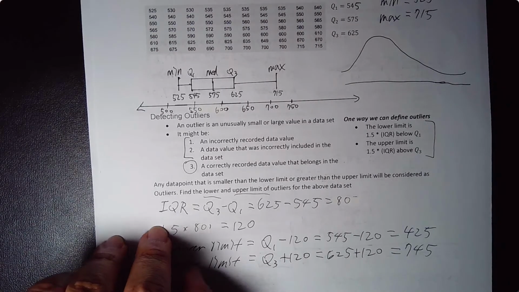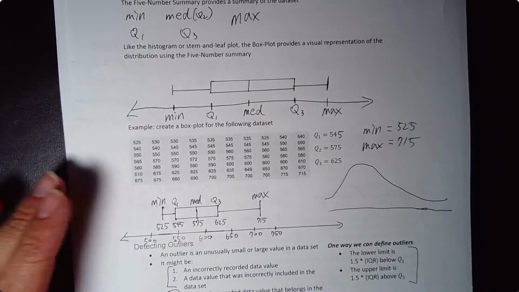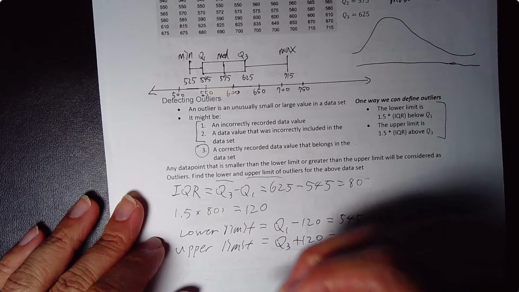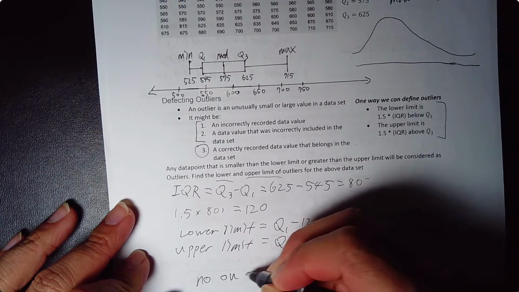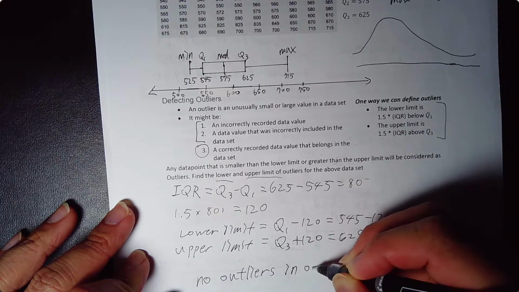Okay. A quick glance at our data set here. There are no values below 425 or above 745. So we have no outliers. No outliers here. No outliers in our example.